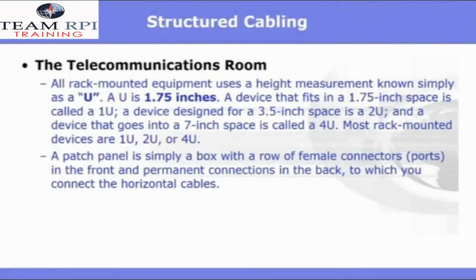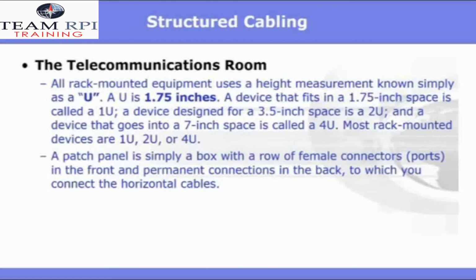These racks are what's going to house all of your network components. You will hear a term called U's. A U is 1.75 inches. So a device that fits in a 1.75 inch space is called a 1U device. If it requires 3.5 inches of space, we would refer to that as a 2U device, and so forth.